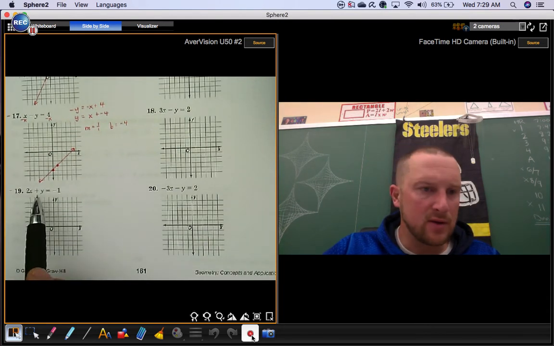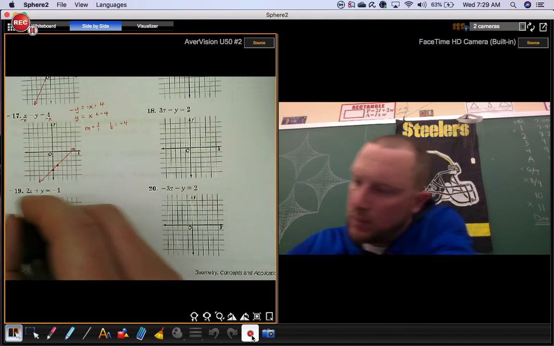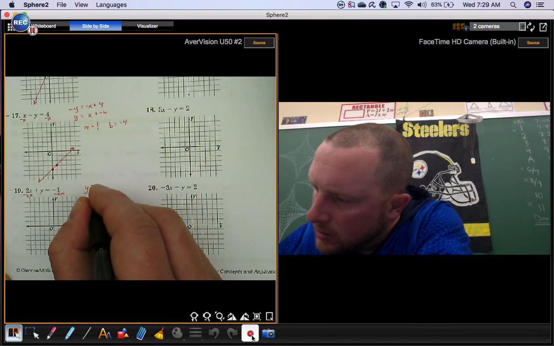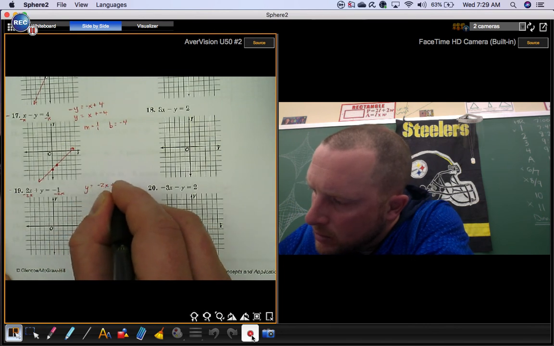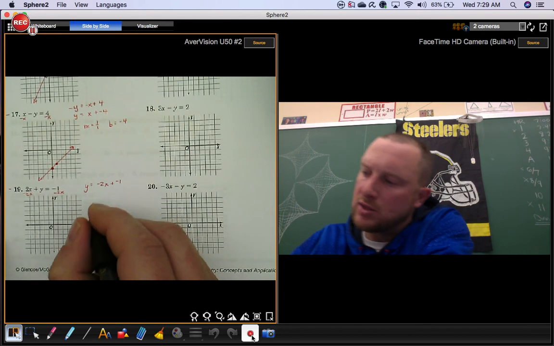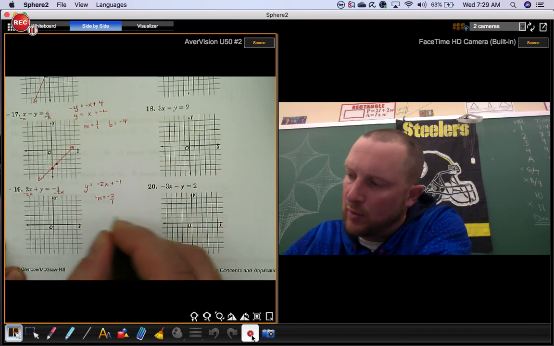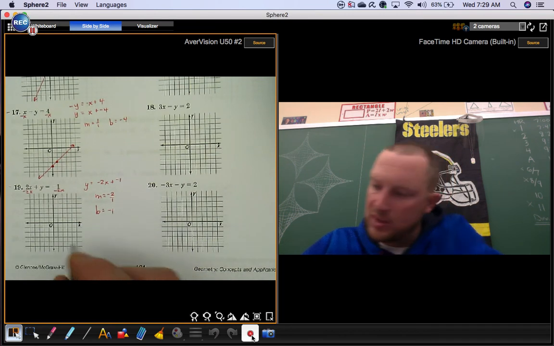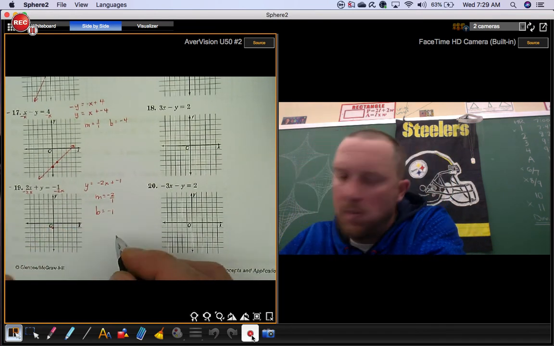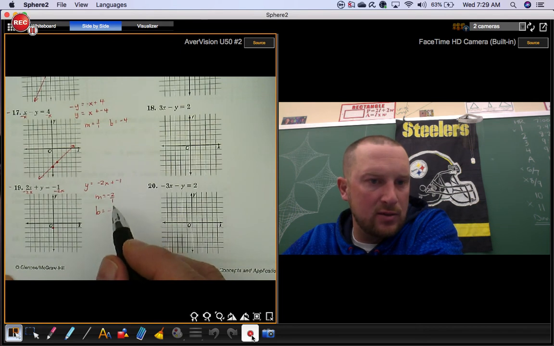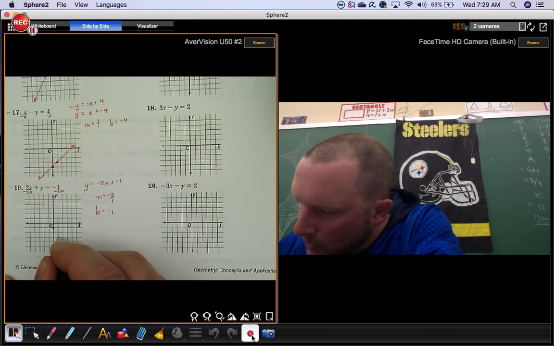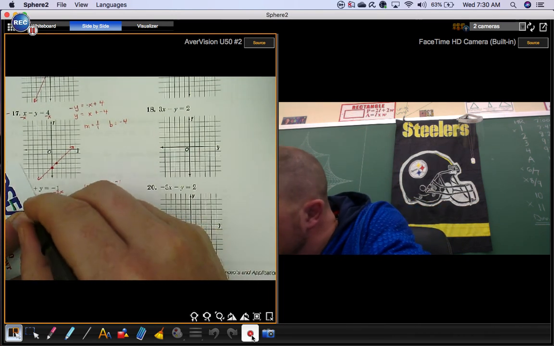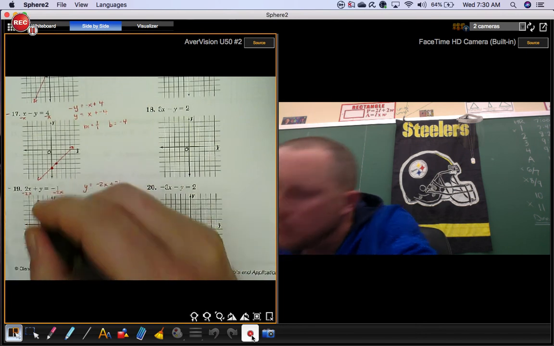We do the same thing for number 19. You want y by itself. So we'll subtract negative 2x from both sides. Now you can see the slope is negative 2 over 1, and the y-intercept is negative 1. Plot your y-intercept, then use your rise and your run. I'm going to go down 2 and 1 to the right. Connect those.